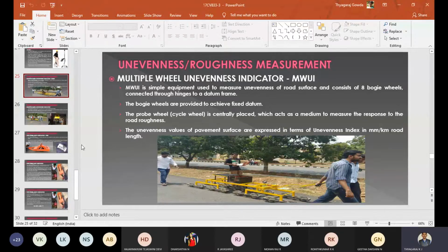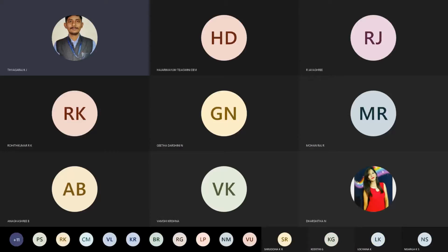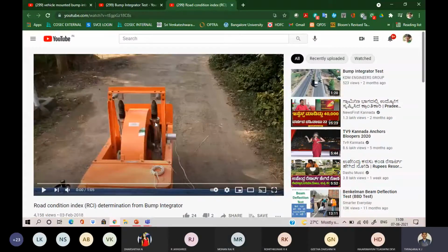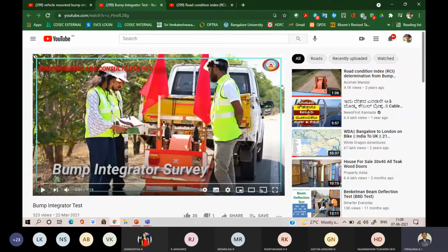So the next one is fifth wheel. Before going to fifth wheel, I'm going to show some video of how this fifth wheel will be utilized. Is the screen visible? Yes, sir. You can see here how this fifth wheel bump integrator will be working.